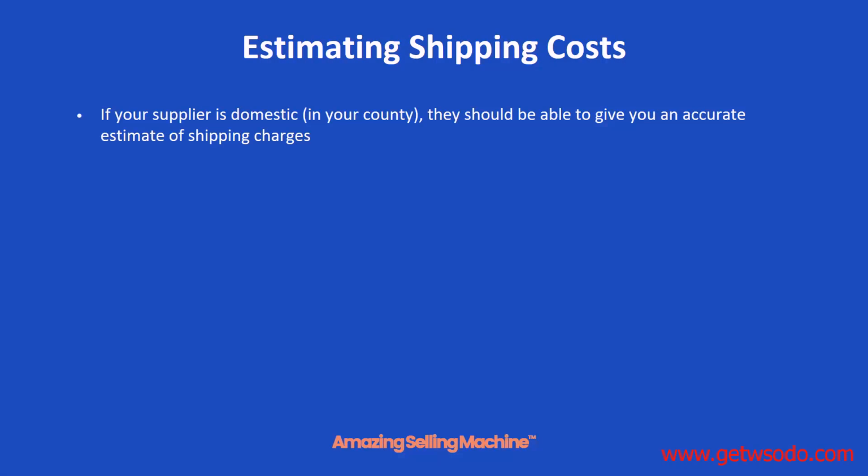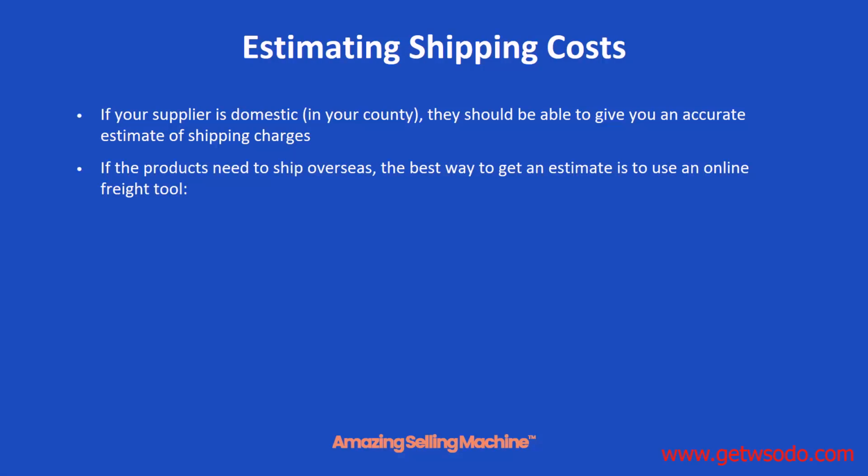First, if your supplier is domestic, so they're making the products in the exact same country they'll be shipping to, then they should be able to give you a pretty accurate estimate of how much it's going to cost to have those products shipped. If, however, your products need to be imported and shipped overseas, the best way to get an estimate is to use an online freight tool such as the Freightos tool. And I'm giving you the link right here, and it also exists in our private resource vault. The Freightos tool is one of the most powerful online shipping estimating tools we've ever seen. And not only can you use this tool for getting estimates on shipping costs, you can actually get real quotes from it that you can use later on once you're finally ready to ship your product.